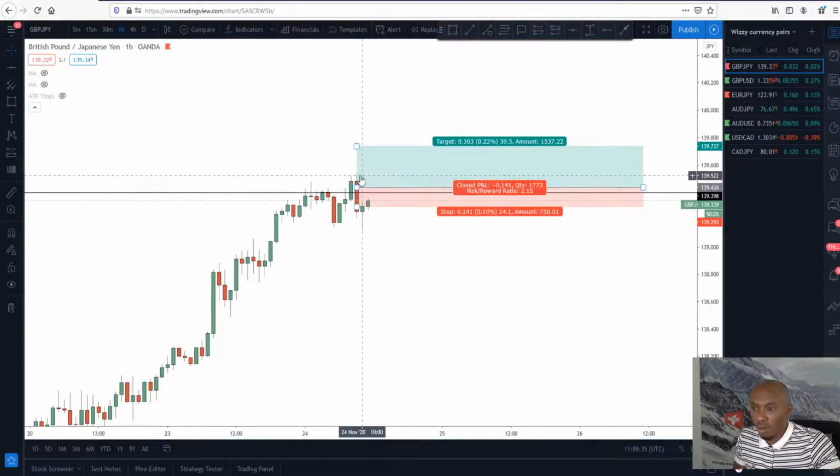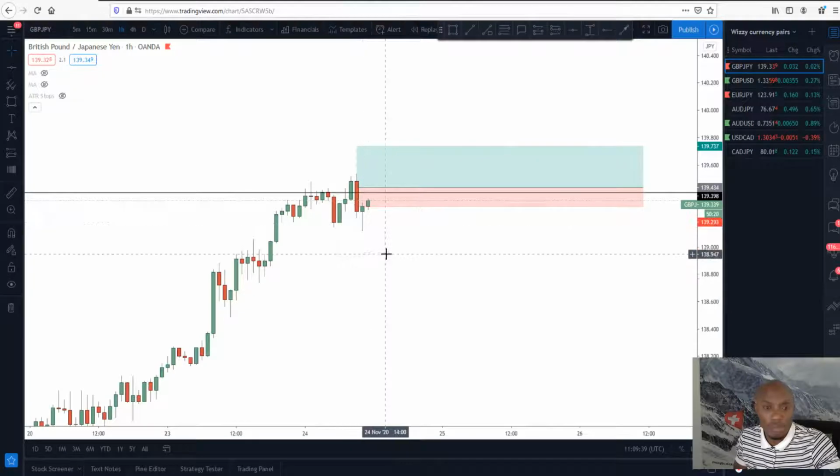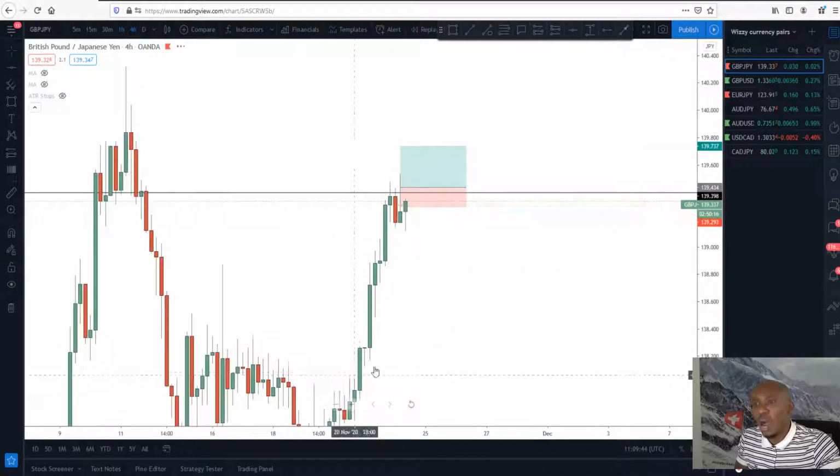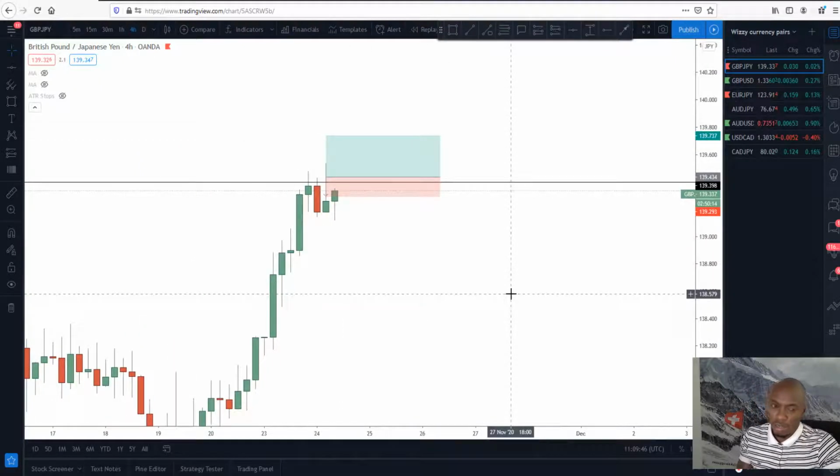The price made an up move, then rejected and started coming to the downside and took me out from the market. And the reason why I went back to the 4 hours time frame, why am I explaining this situation? I'm explaining it for those guys.